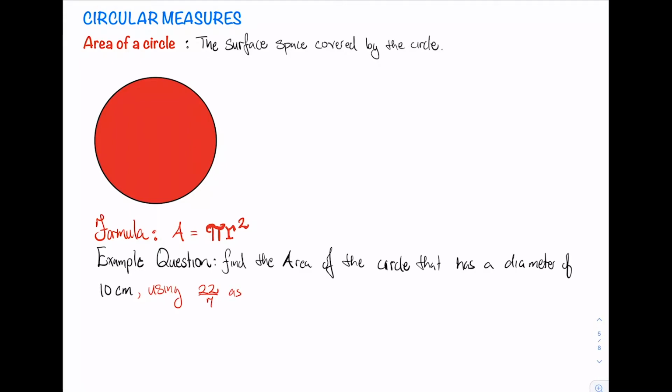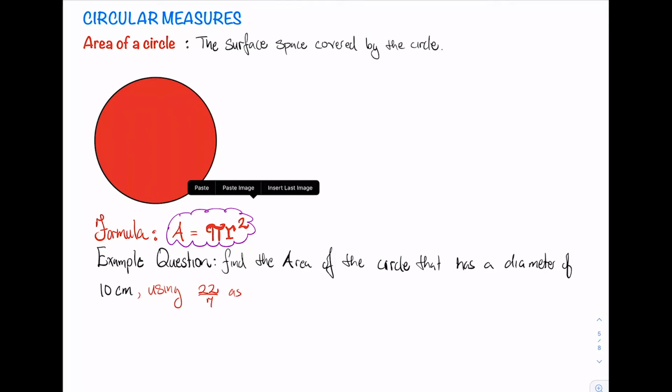And if you see here, I have for you the definition, which says that when we talk about the area of a circle, we're talking about the surface space covered by the circle. So whenever we talk about the area of a circle in general, we're just talking about the surface. So here, note that the formula for the area is given by A equals pi r squared.